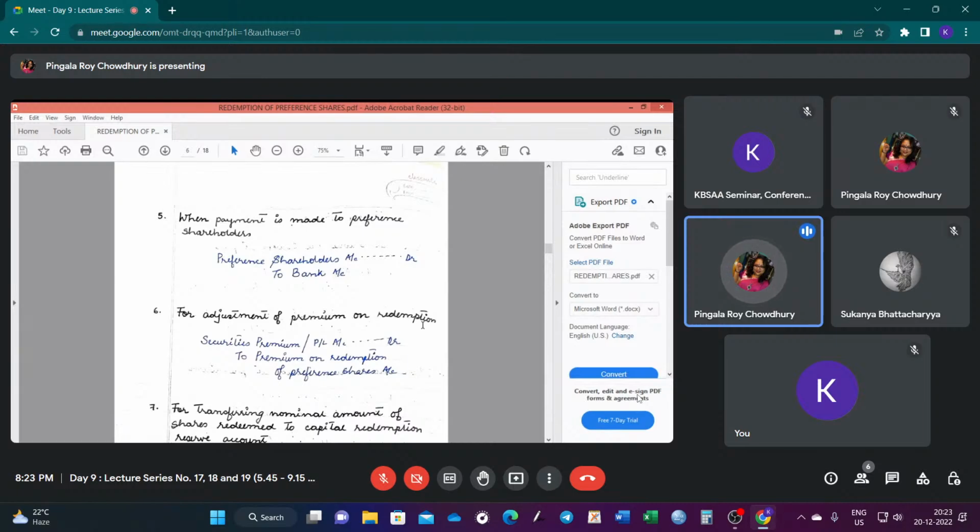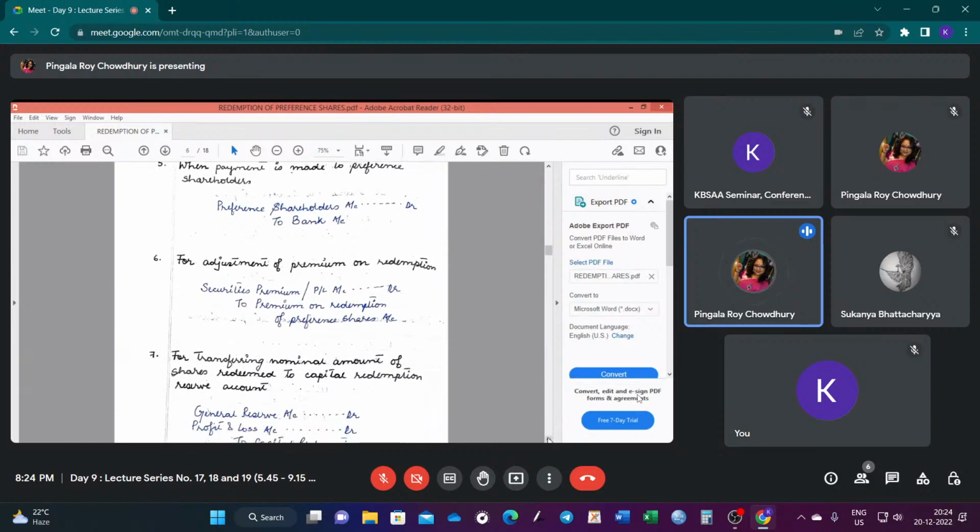Why will we be debiting this? Securities premium and P&L account both are our credit items. We are utilizing that amount to compensate our premium. So if we are utilizing that amount, that means we are reducing those accounts. If we are reducing a credit item, we have to debit it. So securities premium or P&L account will be debited, and that premium on redemption which was created will now be credited, so as to nullify the premium and to imply that we have already set aside an amount for that premium.